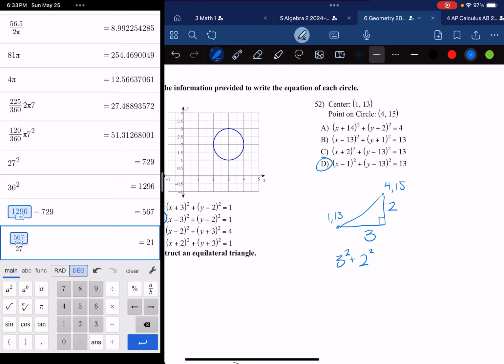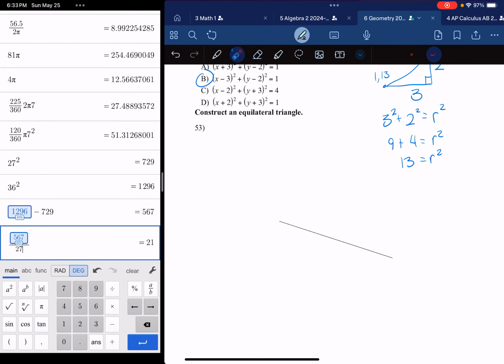Then use Pythagorean theorem, you say, okay, 3 squared plus 2 squared is equal to your radius squared. Therefore, 9 plus 4 is equal to your radius squared, and 13 is equal to your radius squared. And because radius squared is always part of your equation for your circle, you don't need a square root, and you can just put that radius squared in there as 13. And then from here on out, we're just doing construction.